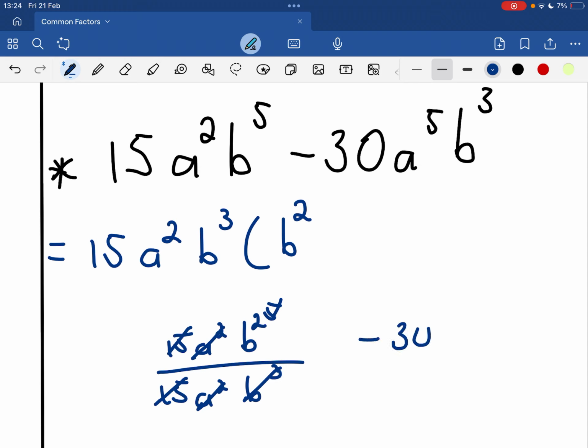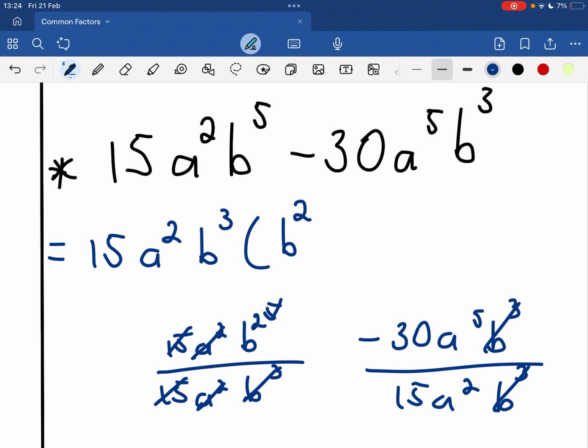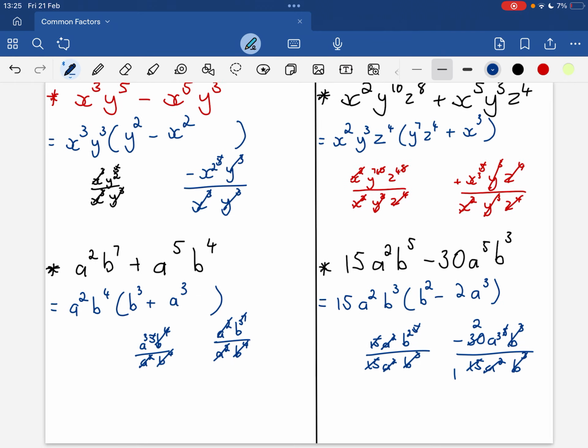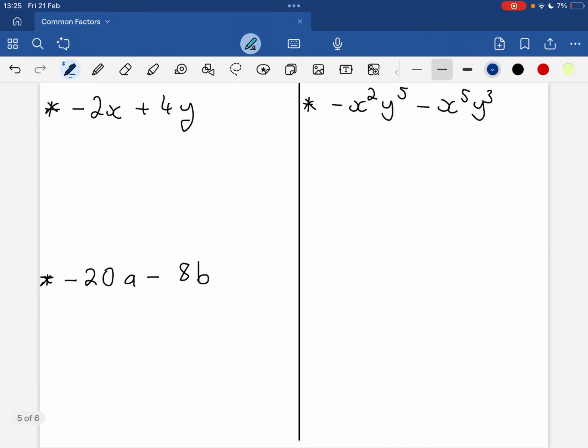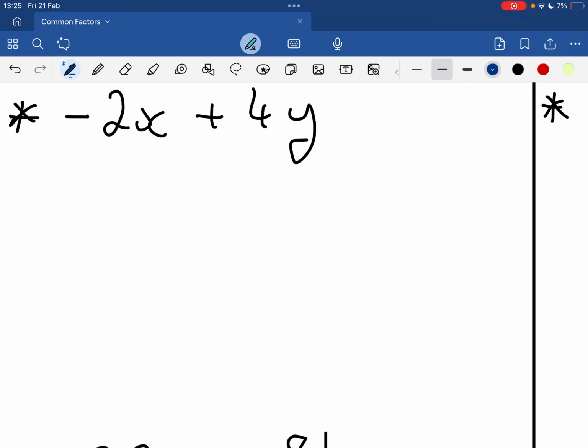The second term, minus 30, a to the 5 and b to the 3. If we divide it by 15 a squared and b to the 3, the b to the 3 would cancel away. 15 goes into 15 once, and it goes into 30 twice. A squared would leave me with a to the 3. So I'm actually left with minus 2 and a to the 3. Great. Last few questions here. Say you had negative 2x plus 4y. What's the common factor?